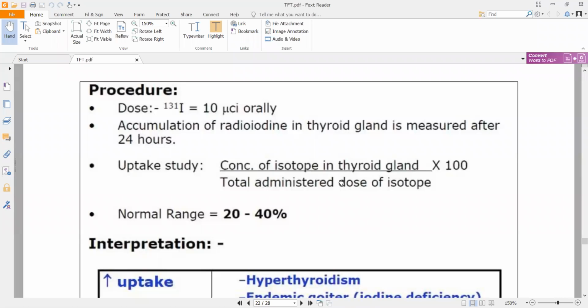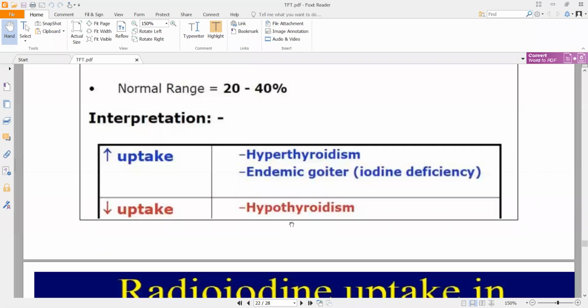So when I give the radioactive isotope, it becomes visible. Whenever I scan it, I'll be able to see it. So I will measure that. Let's suppose that is 2 microcurie versus the total that I gave, 10 microcurie, into 100. So 2 by 10 into 100, I will get 20%. Did you understand?